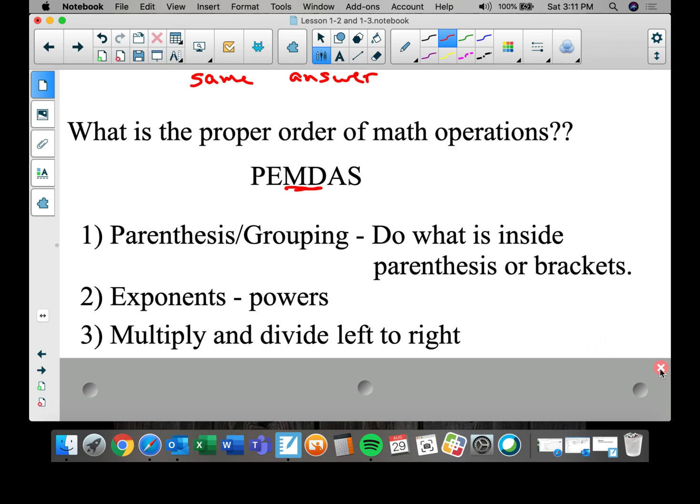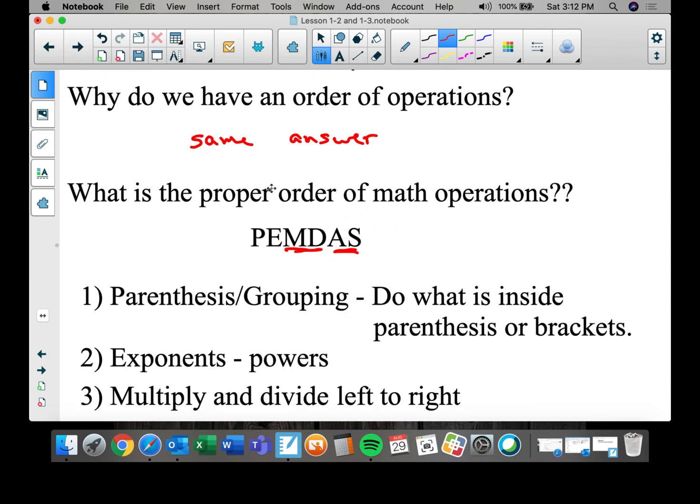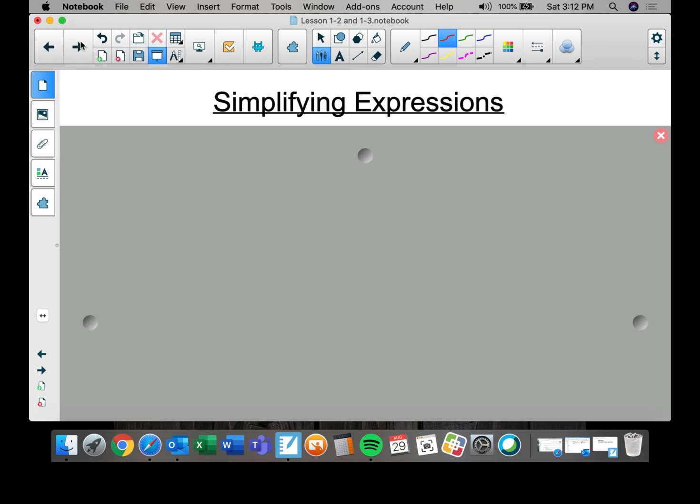And then the last thing, the A and the S go together as well. We add and subtract from left to right as well. Okay? And at that point, once you've done those operations, you should be at the end and it should be completely simplified. What we're going to look at today is simplifying expressions, and then evaluating them is the second part. So let's get into simplifying expressions.